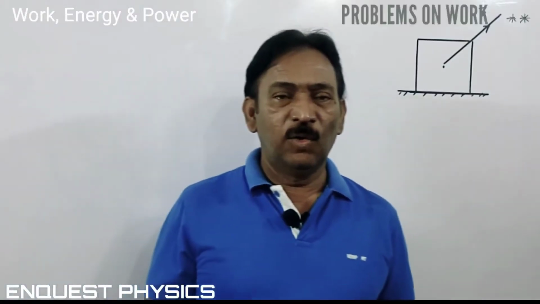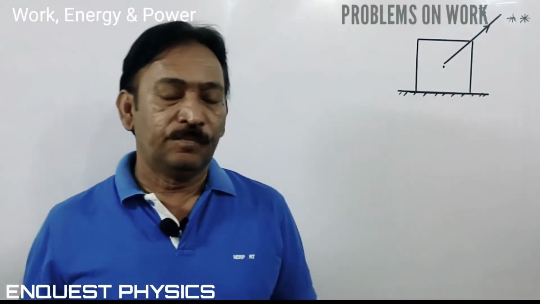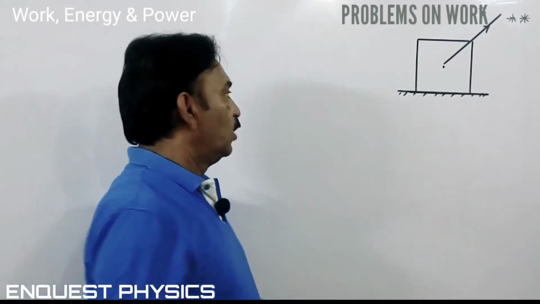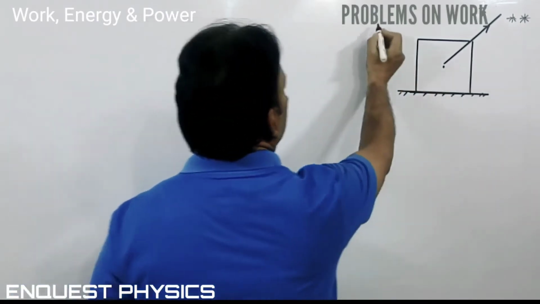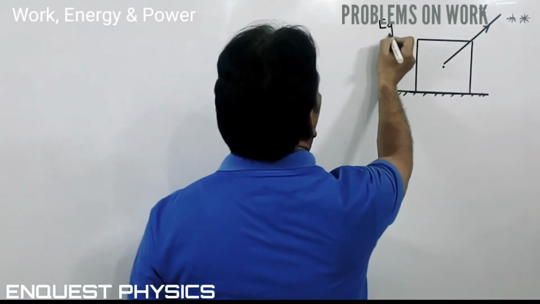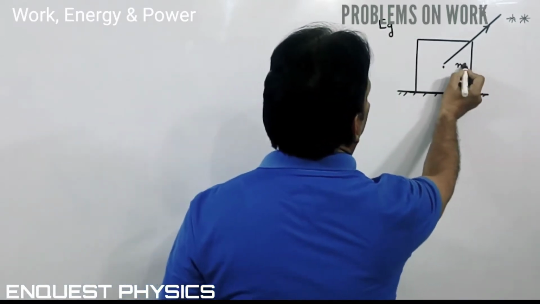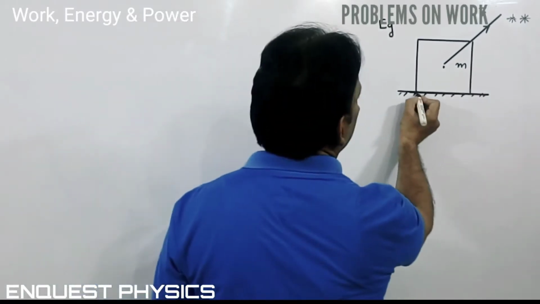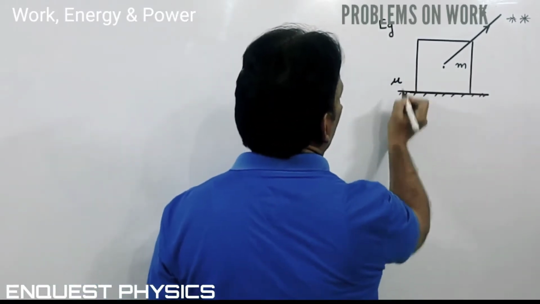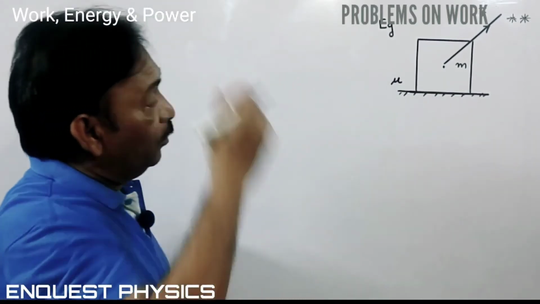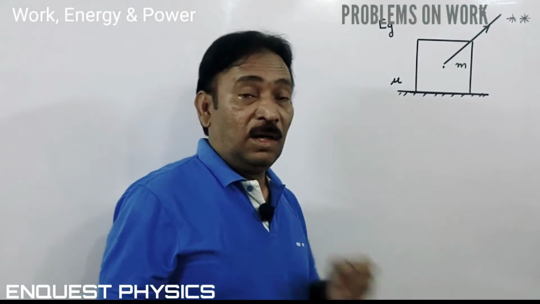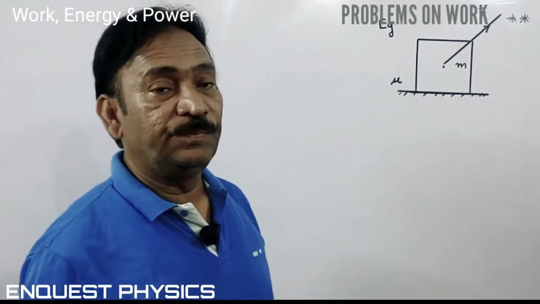Students, in this class we are going to do a few problems on work done. Let's take one example. This is a block of mass m kept over a surface. Let's say the surface has a coefficient of friction of mu, and we have to find out different types of work done.